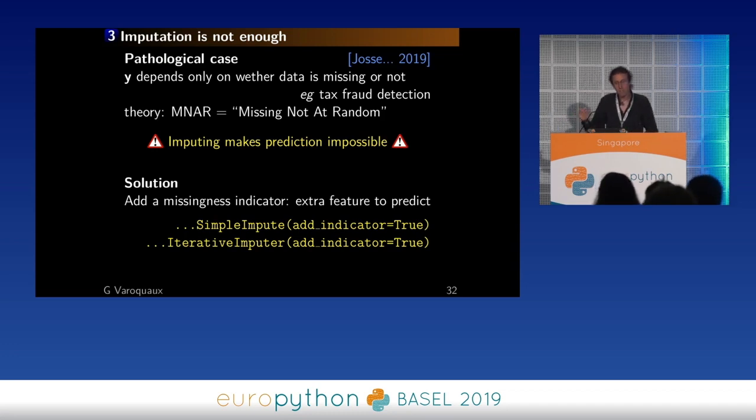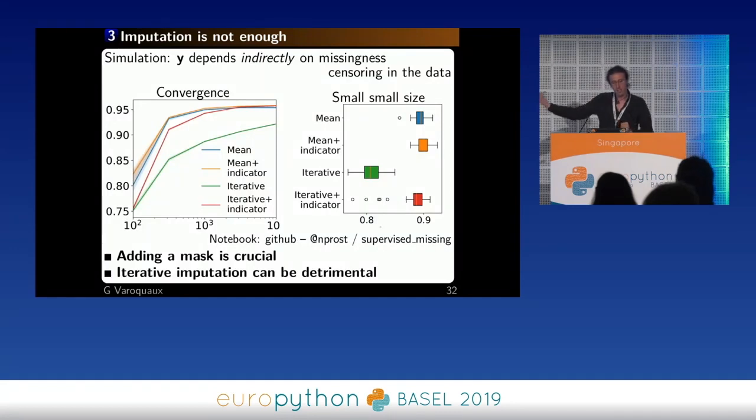So what's the solution? The solution is to add a missingness indicator, an extra column that tells me whether or not the data was present, so I can impute, but also expose to the learner whether or not the data was present. This is another simulation where we have specific censoring in the data, and if I do this, what you can see is that both the mean and the iterative imputer are consistent. They converge to the best prediction if there is the indicator, but the iterative imputer doesn't work well at all if there is not the indicator.